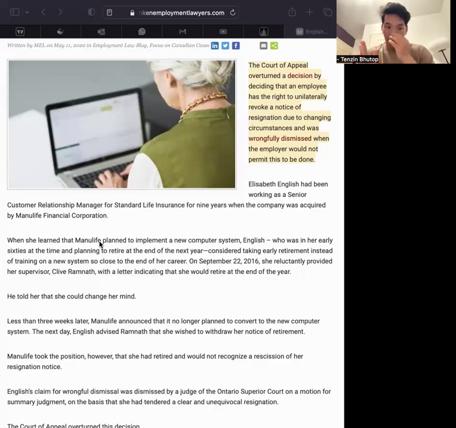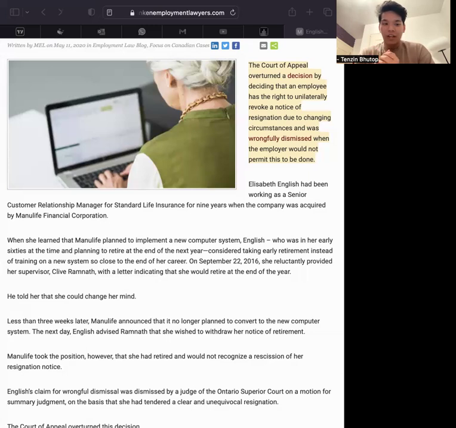And the second key question is what law was violated? The legal principle here is wrongful dismissal under common law, and an employer cannot treat a resignation as final unless it's clear and unequivocal. So I hope that answers your second question.